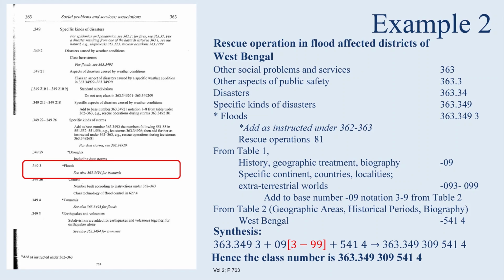We have got the number. Now the area notation we have to add. As there is no direct instruction to add areas notation from table 2, we have to take the support from table 1, that is from 093 to 099, that is Pacific continent countries, localities and extraterrestrial world, under 093 to 099, and there we found the instruction to add table 2. And from table 2, the notation for West Bengal is 5414.